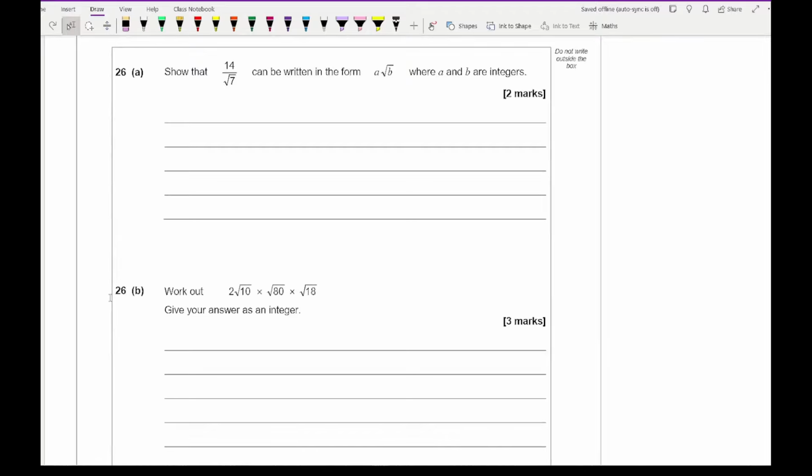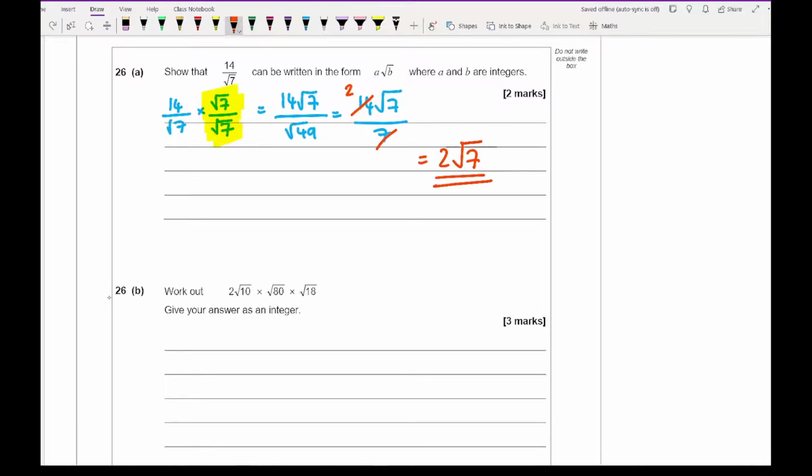For question 26a, it says show that 14 over root 7 can be written in the form a root b, where a and b are integers. So this is rationalising the denominator with surds. All we need to do is multiply both the numerator and the denominator by the denominator. It's really important that you do write this, because that will probably count as 1 mark. From this, we've got 14 root 7 over root 49, which becomes 14 root 7 over 7. Then the 14 and 7 cancel out, so that becomes 2. So the answer is 2 root 7. Do I need to state what a and b are? No, but if you did, it shouldn't lose you any marks.